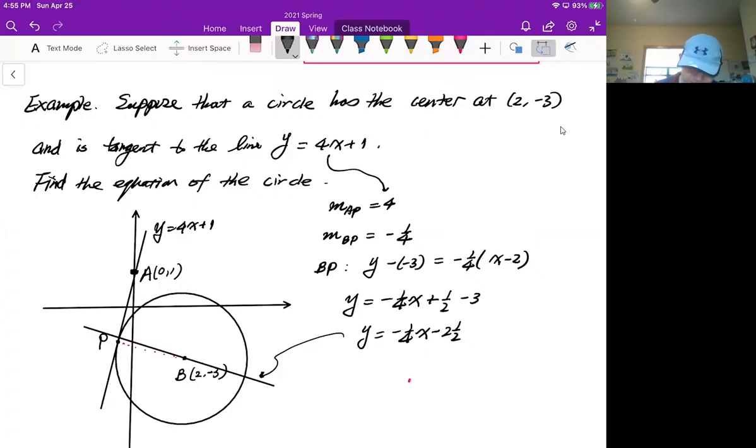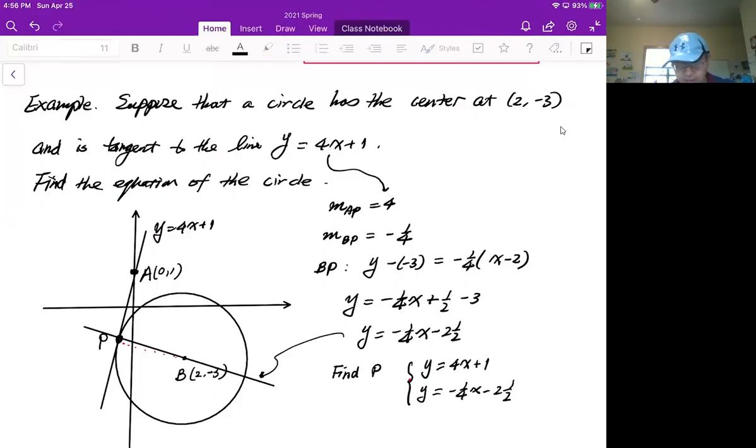But now, how do you find the P here? P is here. So to find P, I'm going to find the P where P satisfies the two equations, right? The first equation is y equals 4x plus 1. The second equation is y equals negative 1 over 4 x minus 2.5. Can you see that? So how to find P? P is just the intersection of the two perpendicular lines. And you can solve that, okay?